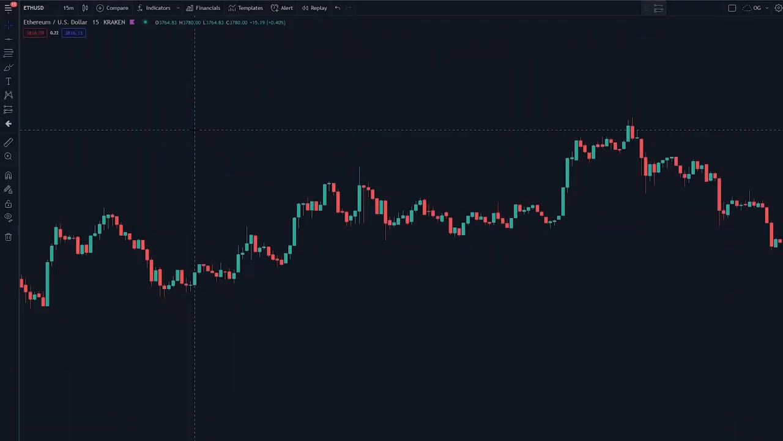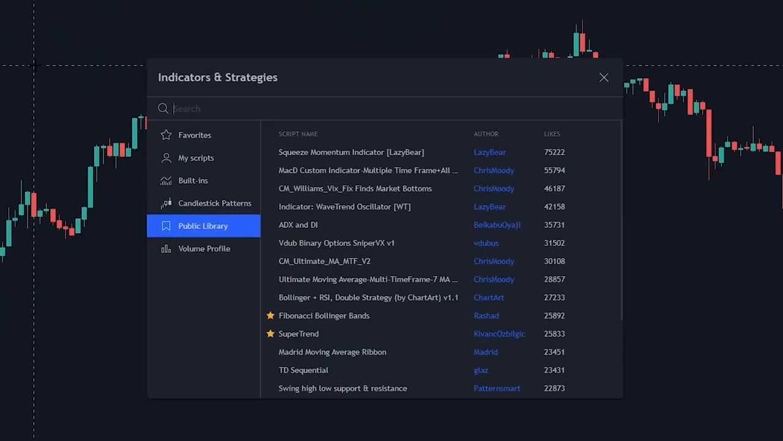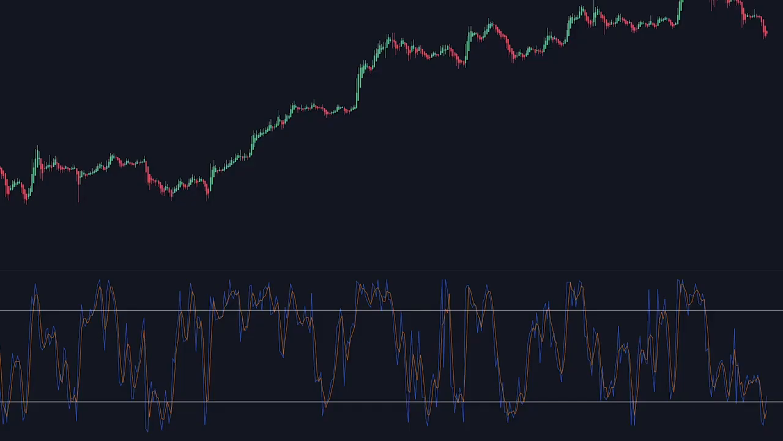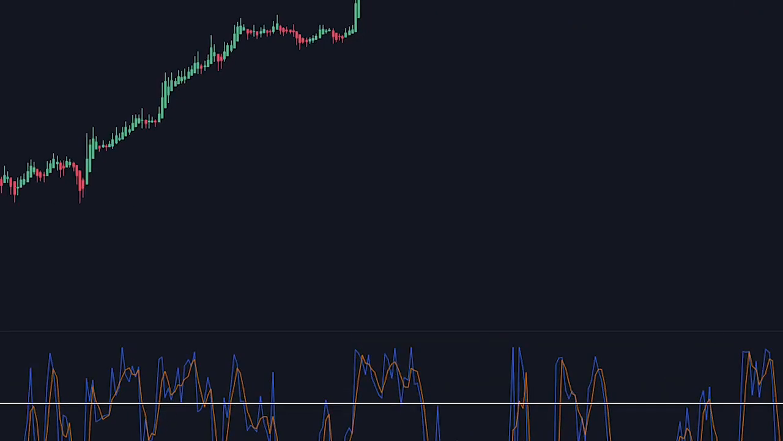To add this indicator, go to the Indicators tab, type in Stochastics, and click this one right here. Now let me show you how to combine these two indicators to make a very powerful strategy.